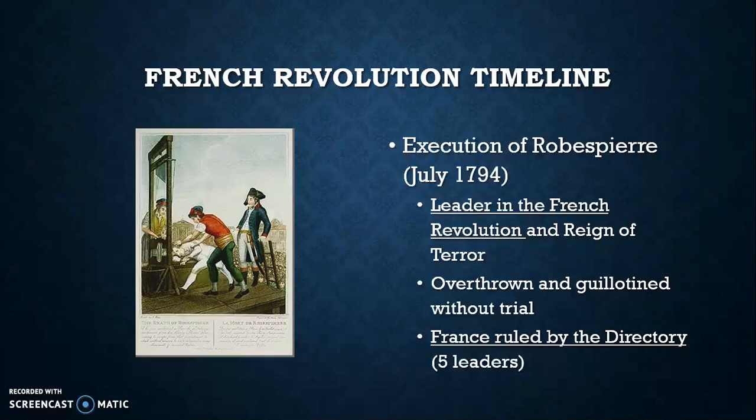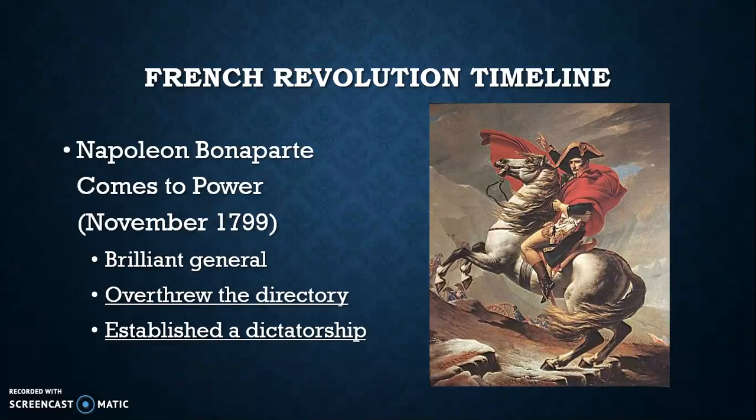So, Napoleon Bonaparte comes to power in November of 1799. He is a brilliant general, a national hero in France. He comes with his military into France and overthrows the Directory, sends the 5 guys packing, and then he establishes a dictatorship in France. And we'll talk more about the changes that he installed in France during his 15 years of power.